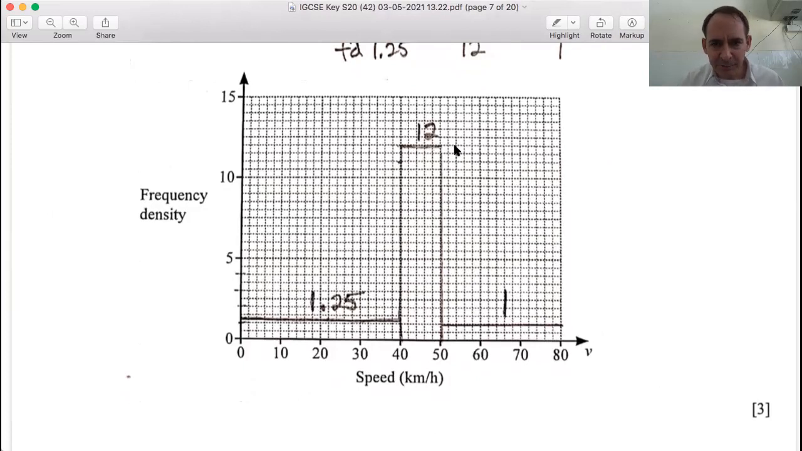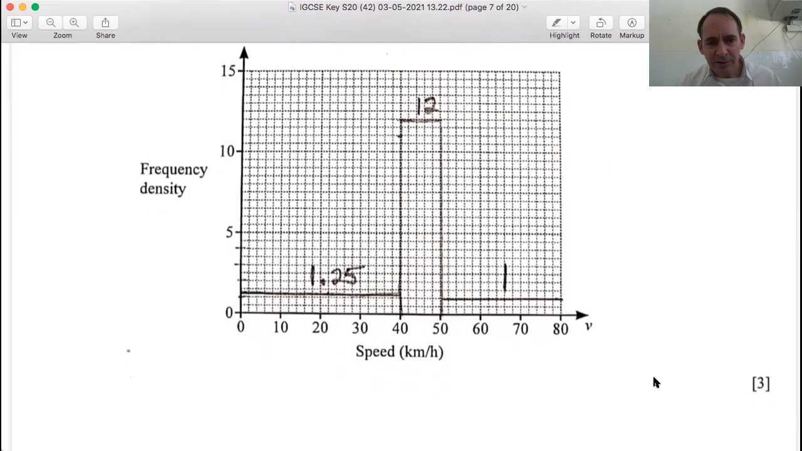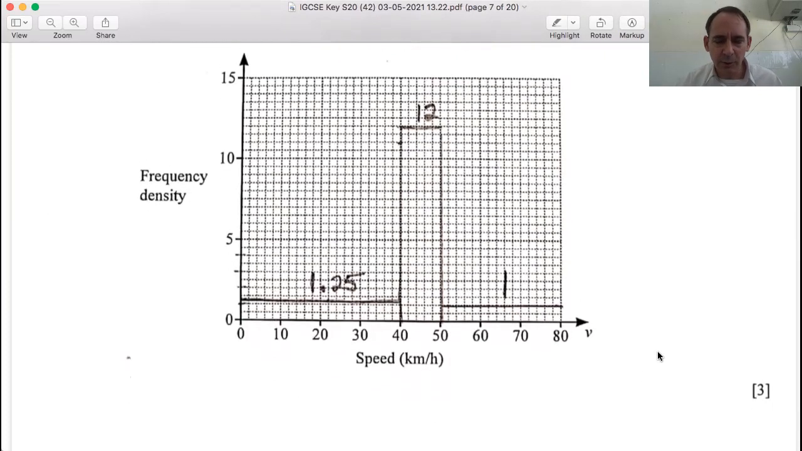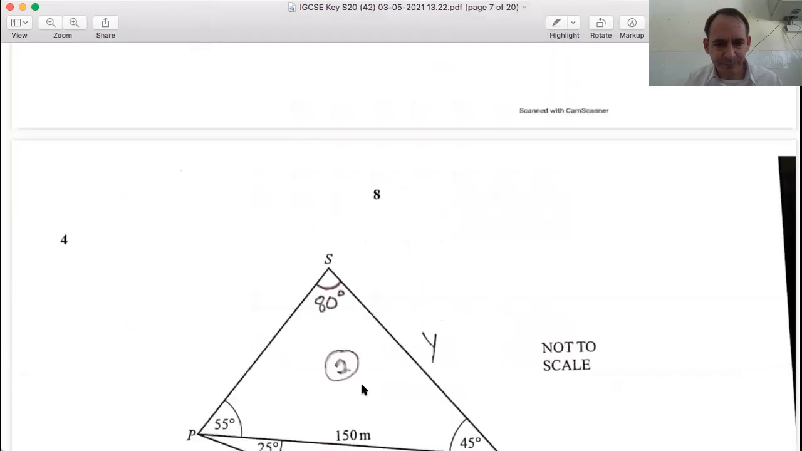I usually write the frequency density on top so that the person grading it can see right away what height you are attempting to reach. And you also have the scale here on the left.